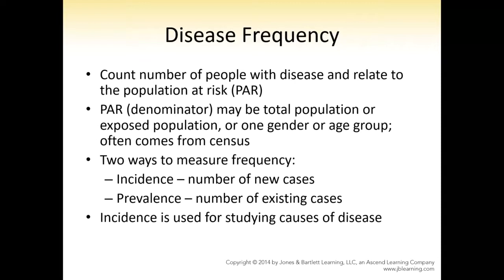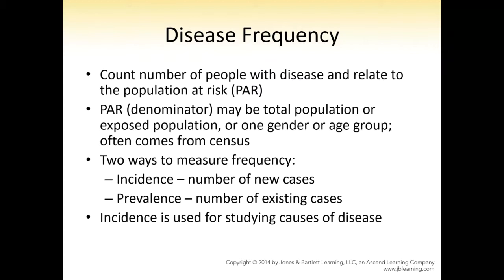They look at disease frequency. So how many people with the disease, and relate that to the population at risk. So they're not looking at the entire population of healthy people, but the population specifically who is at risk in this population. It's called the PAR, number of people with the disease against the population at risk. The PAR is the denominator, so the number of the population at risk. It could be the total population, the exposed part of the population, it could be a gender, an age group, but whatever is considered at risk in that population.